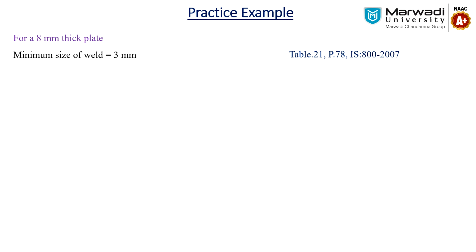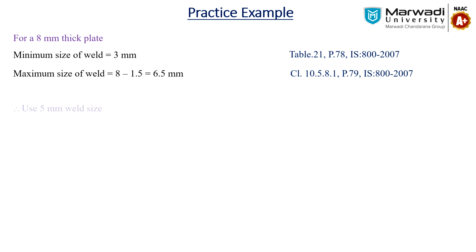Then what is the maximum size of the weld? Approximately we can take T minus 1.5, which is given on the same page. T is 8 mm thickness, minus 1.5, that becomes 6.5. So this is the range of the size of weld: minimum size is 3, maximum size is 6.5. In between you can take any value you want to assume. Right now we are assuming a 5 mm size of weld, so S will be 5 mm.